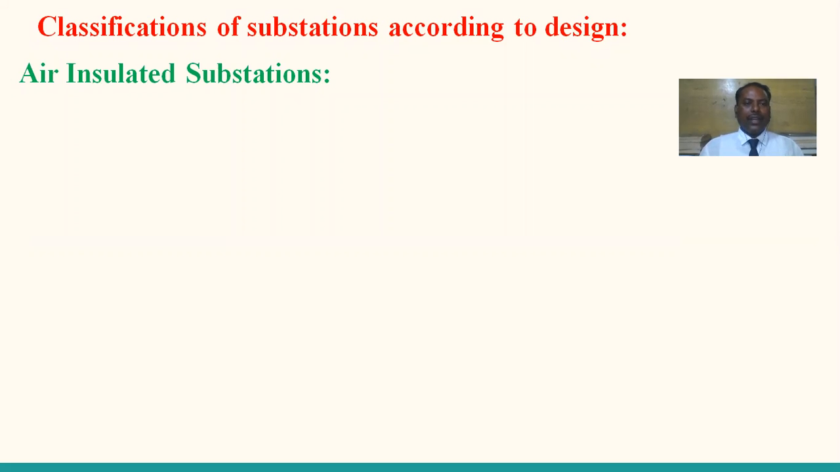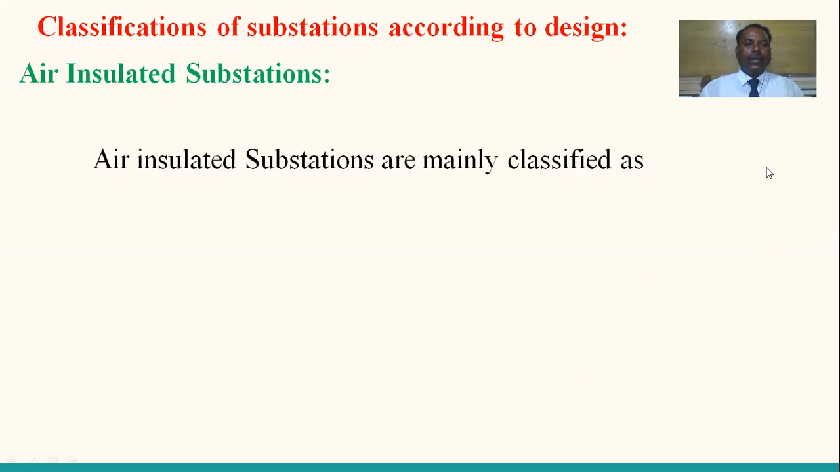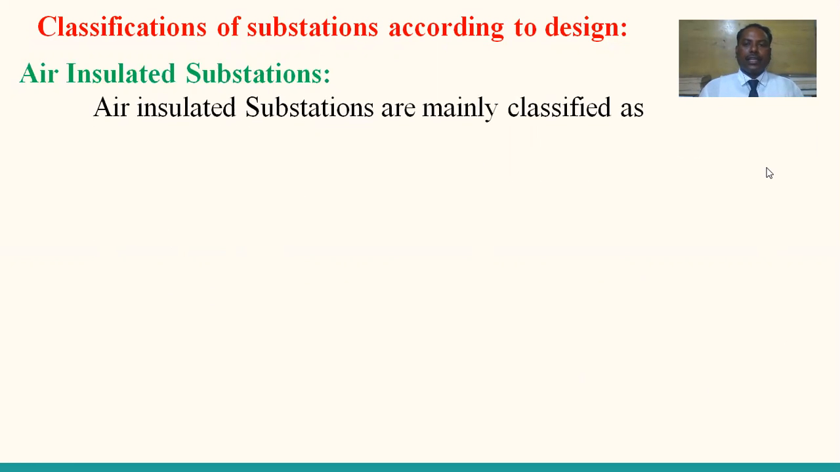So the other one is air insulated substations. Air insulated substation, in the sense, the insulation between one feeder to another feeder, or one conductor to another conductor, is the normal atmospheric air. Therefore, these air insulated substations are mainly classified as indoor substations and outdoor substations.